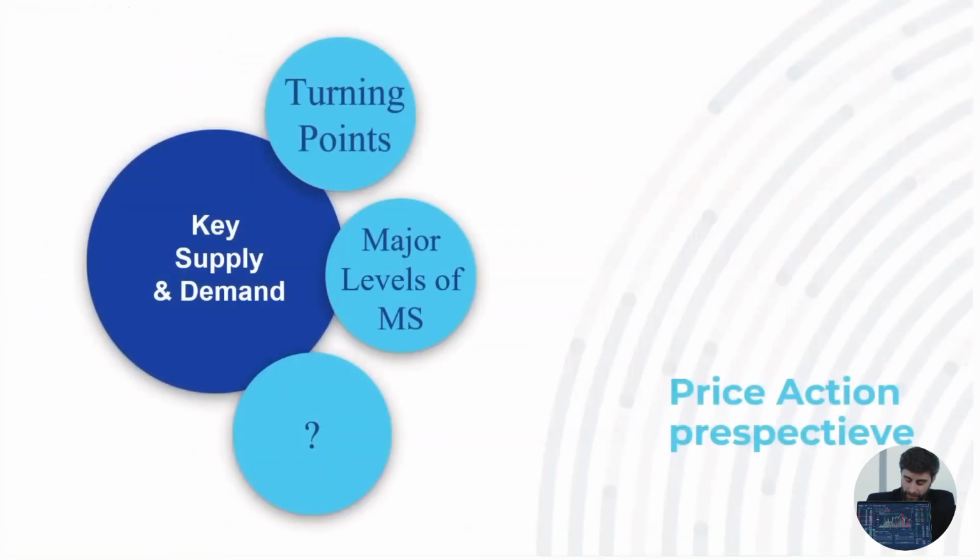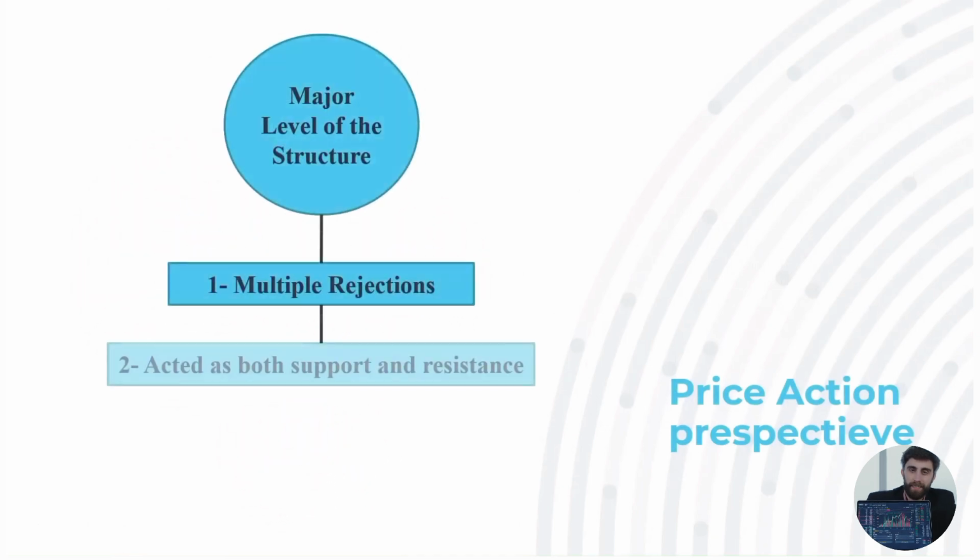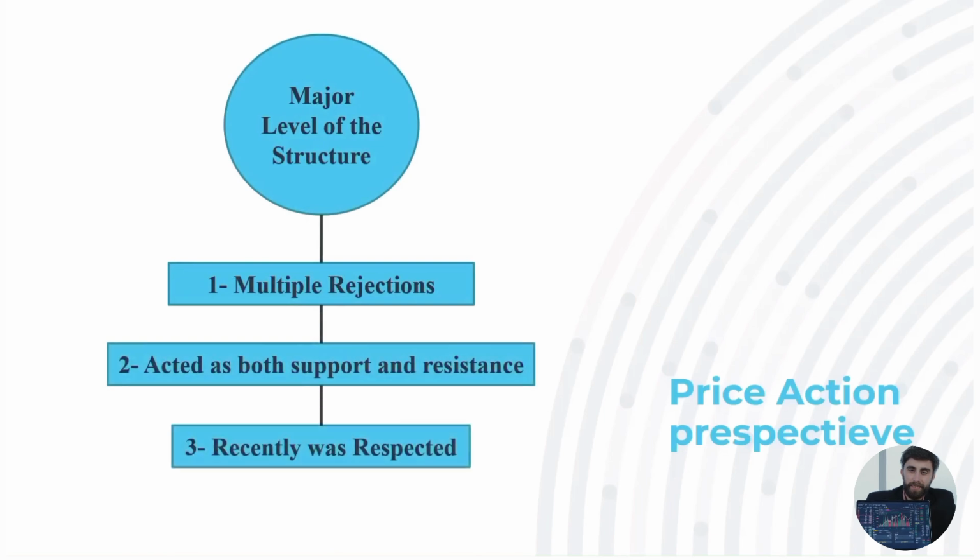Next, we have major levels of the market structure. A major level of structure is a zone where three conditions are met. When a zone got rejected multiple times, acted as both support and resistance, and was recently respected, we call it a major level of structure, and it could produce some of the most accurate trading entries.